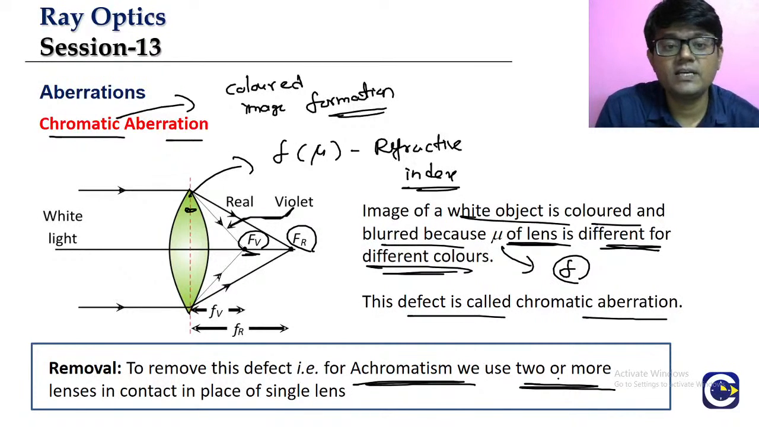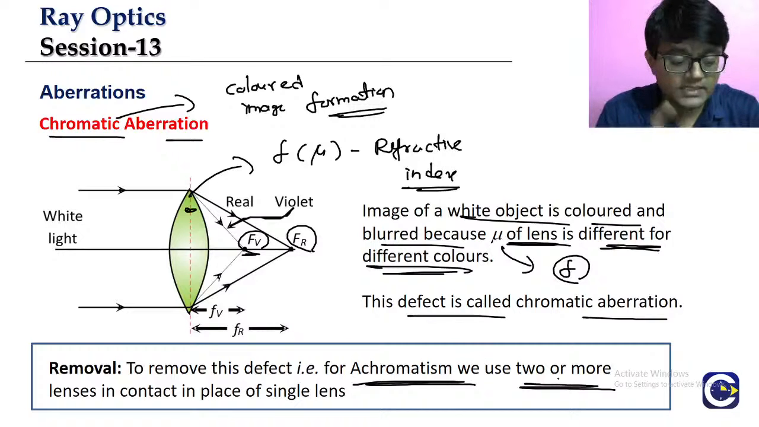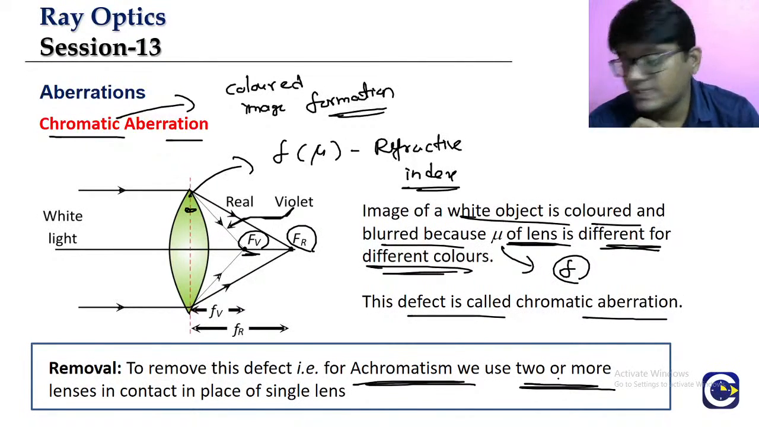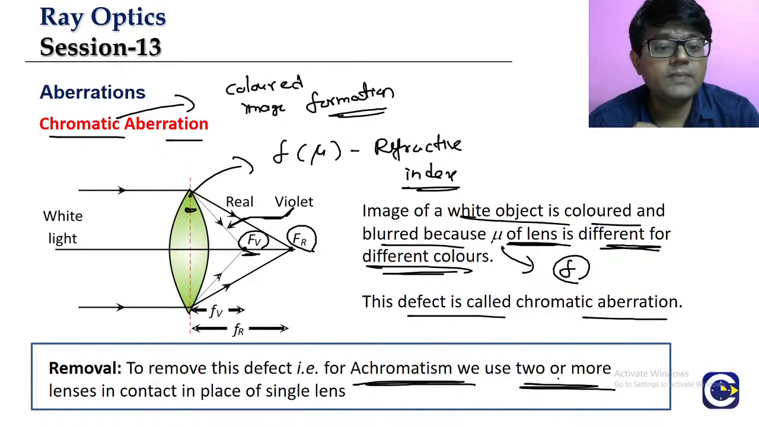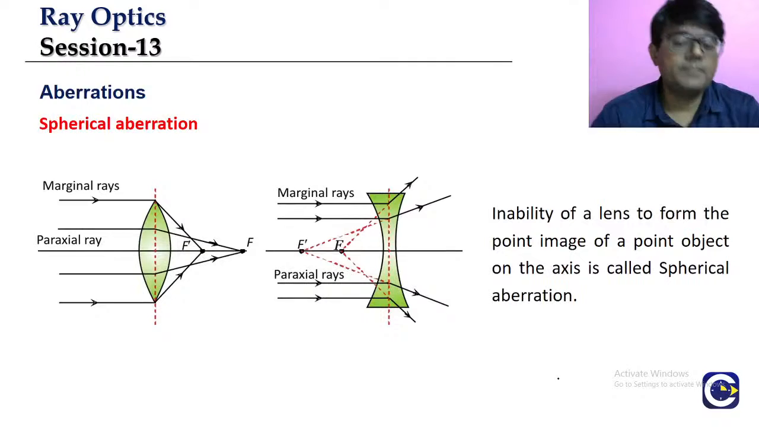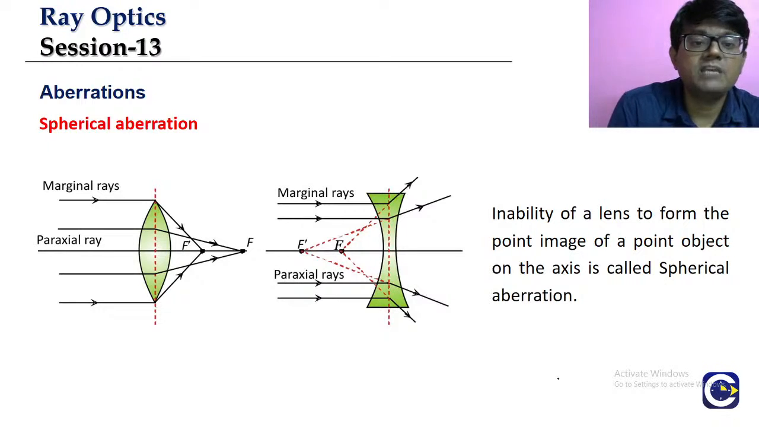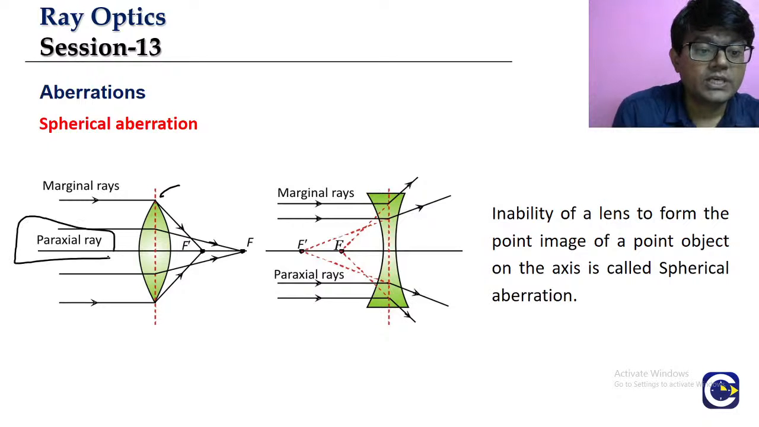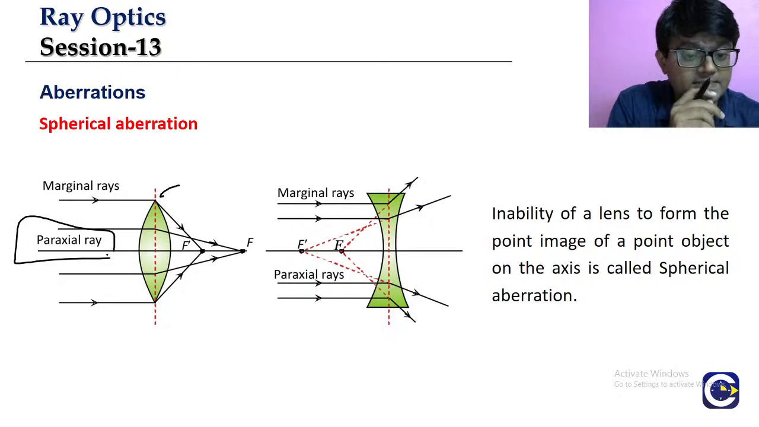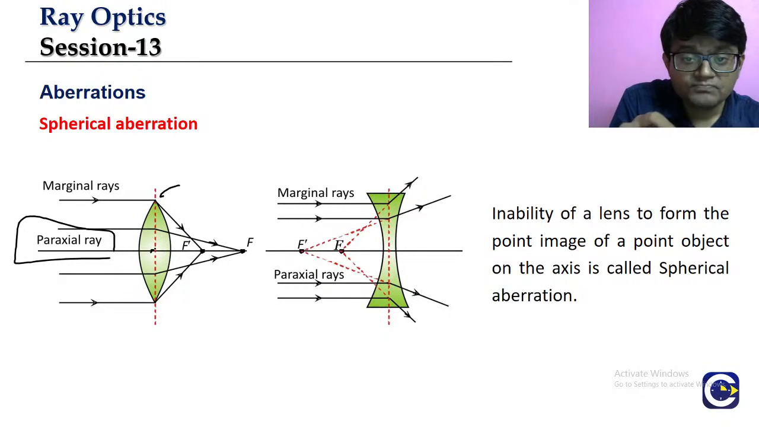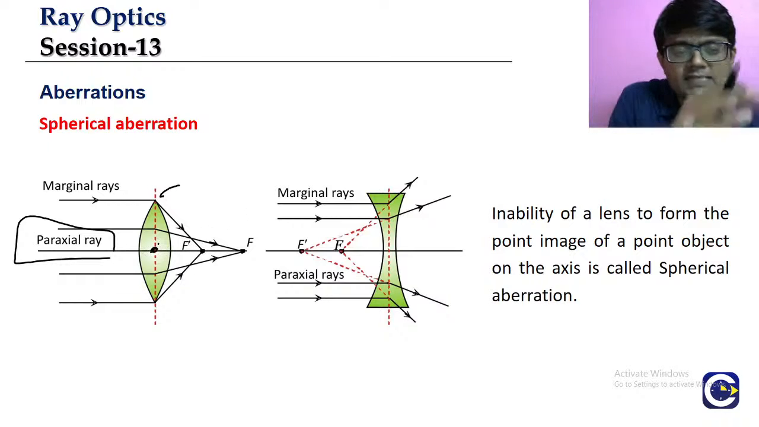Okay, so this is what we generally call the chromatic aberration, where the image that is formed will be colored and also blurred. The other type of aberration that we have in the case of lenses is the spherical aberration. The spherical aberration arises because, when we talked about the image formation due to a lens, remember we said we are going to use the assumption of paraxial rays. Paraxial rays means the rays that are almost parallel to the principal axis and very close to the optical center.